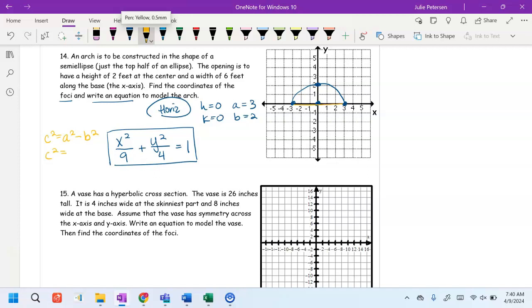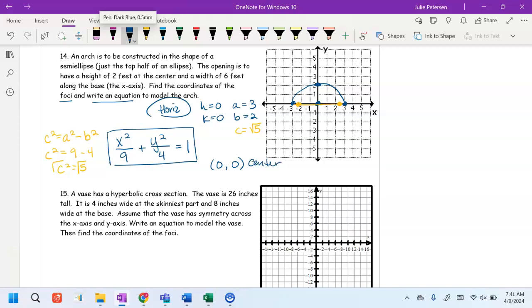So c squared equals a squared, which is 9, minus b squared, which is 4. Subtract them, we get 5, and then we'll take the square root. So c equals square root of 5, which happens to be about 2.2. So if you want to visualize where that is, that's here and here. We're asked to provide the coordinates of the foci. So we're going to take our center coordinates, 0, 0, and we're going to move to the right and left. So this was our center.